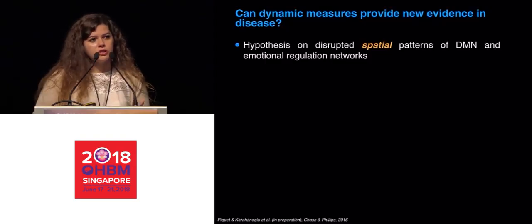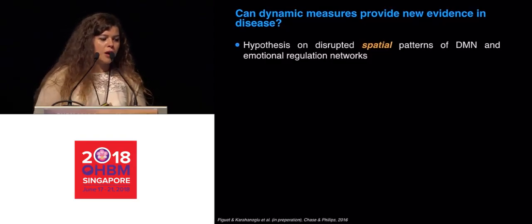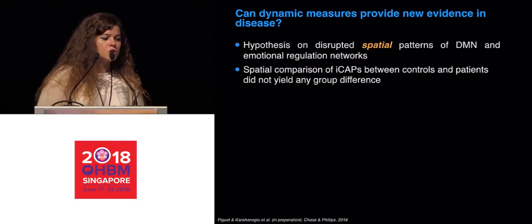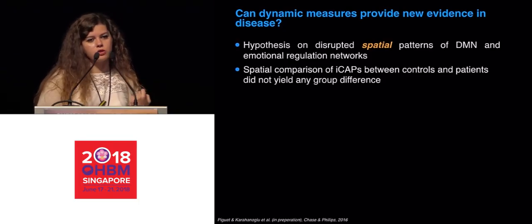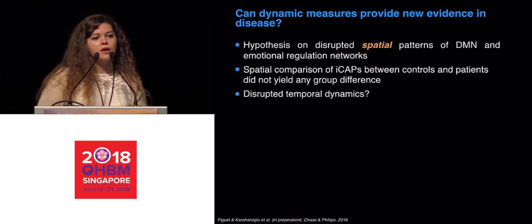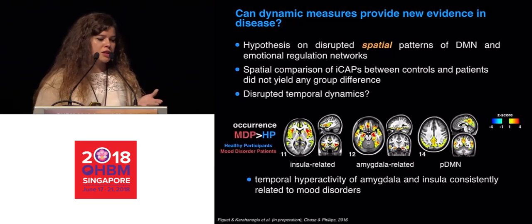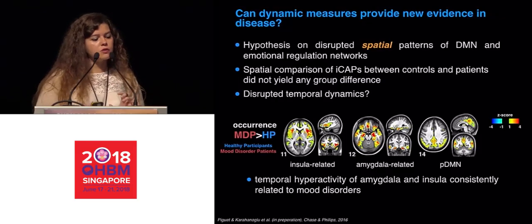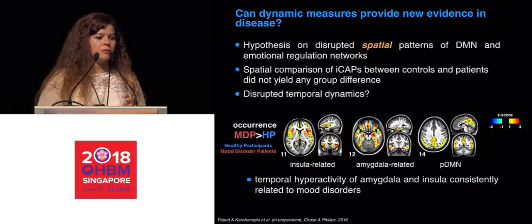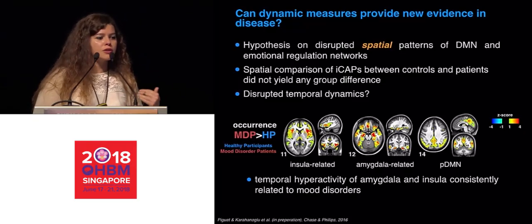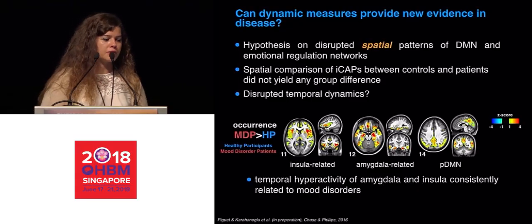In the literature, most of the time, in these mood disorder subjects, the hypothesis is disrupted spatial patterns of the default mode network and emotional regulation networks. When we compare the spatial patterns of ICAPs between the patients and controls, we didn't find any group differences. That suggests maybe there are disrupted temporal dynamics. This is the result that we get. The occurrence of some specific ICAPs, which are the insula, amygdala, and posterior DMN, is excessively present in the mood disorders. So instead of spatial patterns, we now start seeing the disruptions in the temporal dynamics.